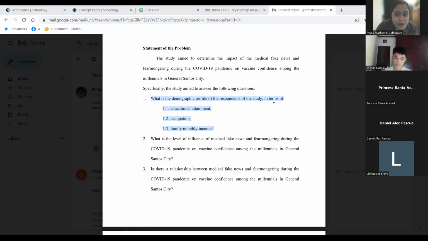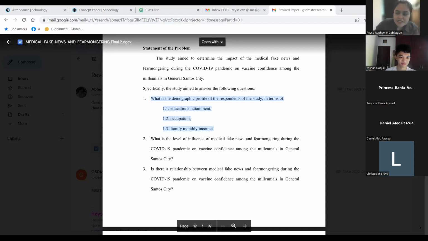Meron din tayong mahahabang research sa school class. Minsan umaabot ng 9 questions. And these 9 questions should really be answered in the results. So medyo makapal talaga ang paper nila nun. Kasi imagine, you have to answer 9 questions.